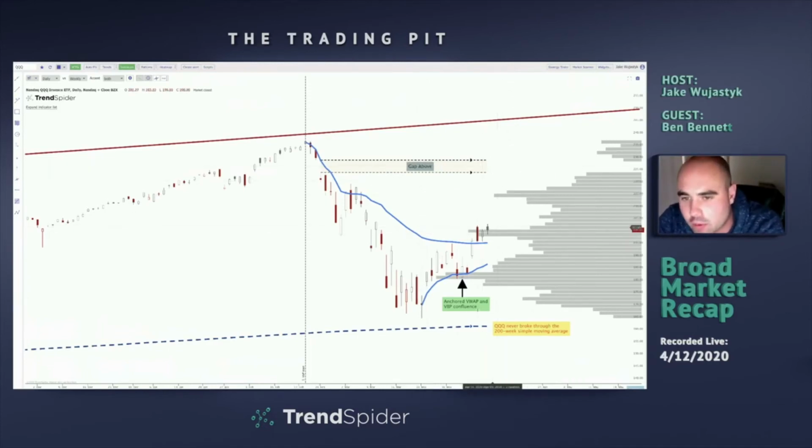The last thing I want to mention here, the TrendSpider gap snake did find this gap above. That gap is way at 230. That would be incredibly fascinating to see us get back up to this gap within any near-term date, especially because so many people are bearish right now.